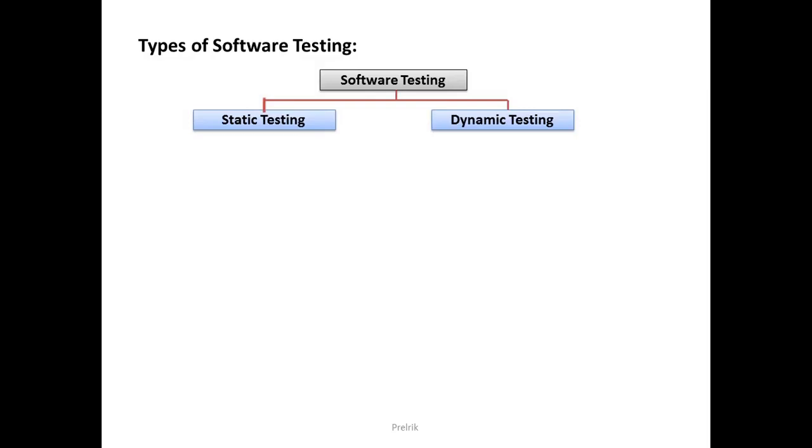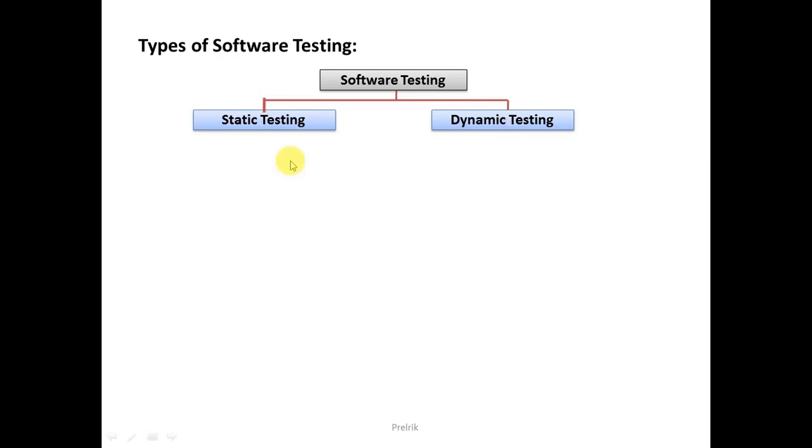Okay, so here it says that there are two types of testing: static testing and dynamic testing. You remember earlier in the slide I explained what QC and QA are. QA is static testing and QC is dynamic testing. So what is QA?